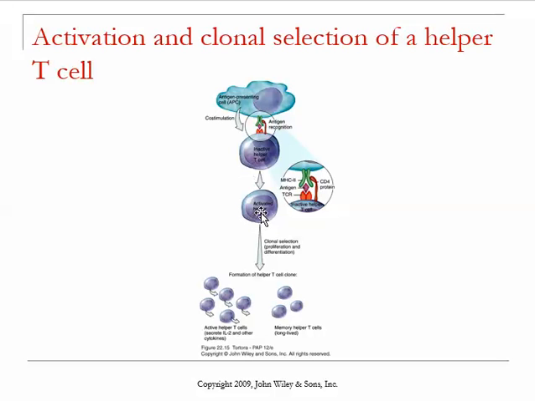That becomes an activated helper T cell, and then that activated cell starts the cloning. And it basically creates two populations: active helper Ts, which are going to be releasing the cytokines and co-stimulating the other cells, and memory helper Ts that stick around for the next infection.